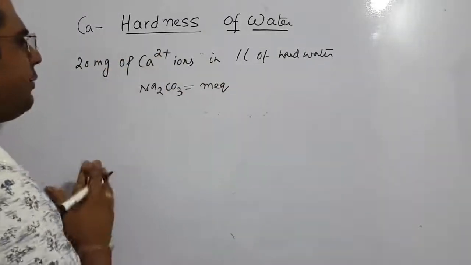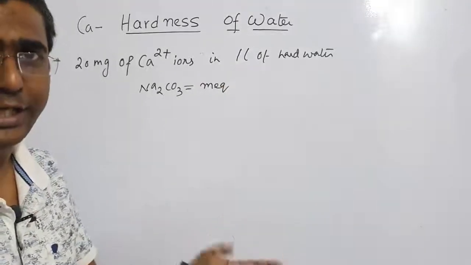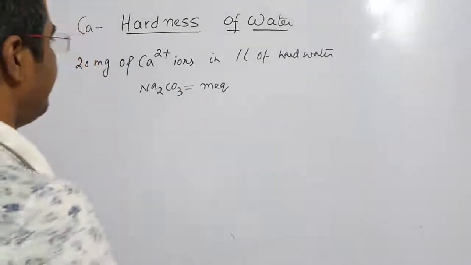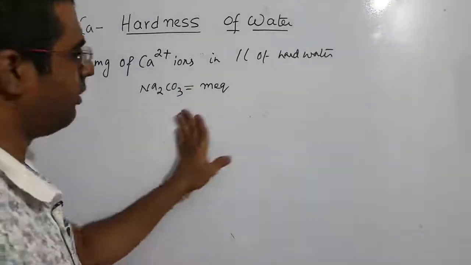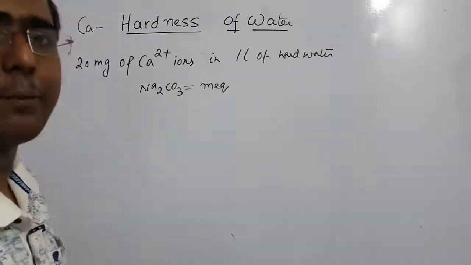So definitely there will be some reaction between Ca2+ and Na2CO3 and you are going to do that, right. But when you are going to do milli equivalents, you do not need the reaction, because chemical reactions always happen in equivalents, right. Chemical reactions always happen in equivalents.